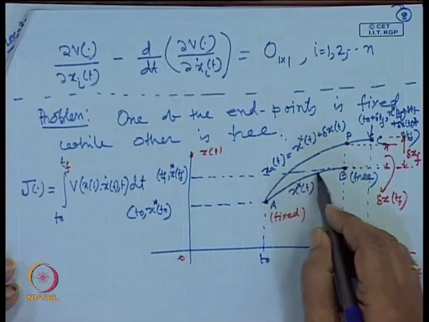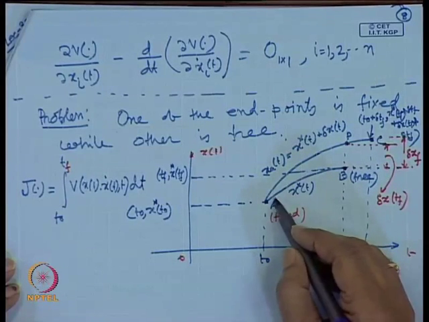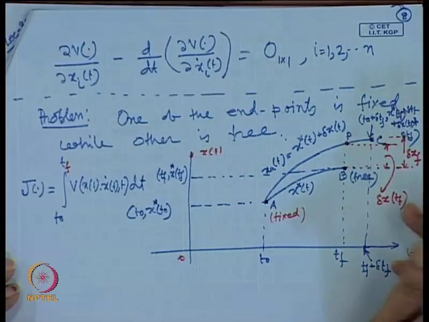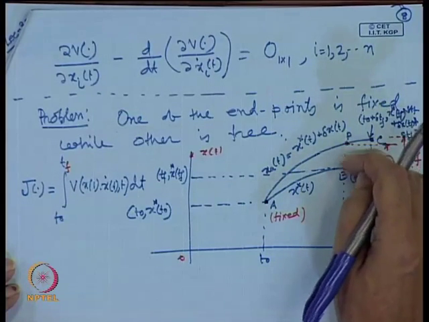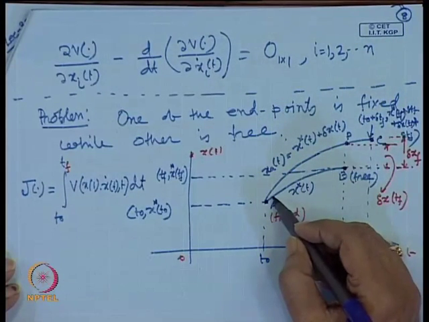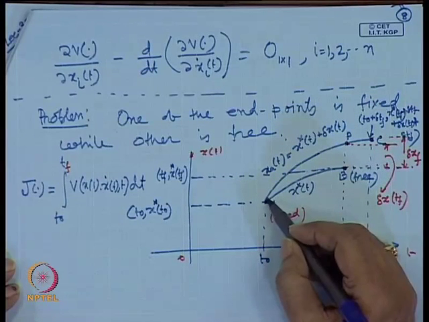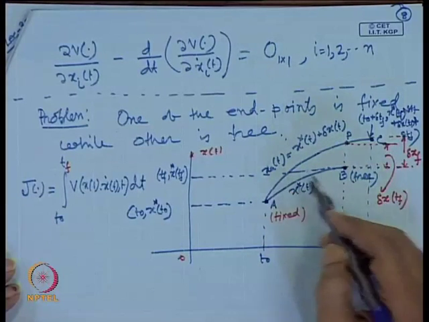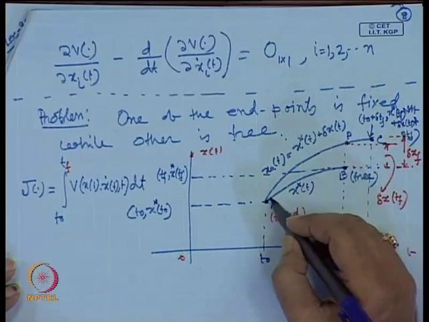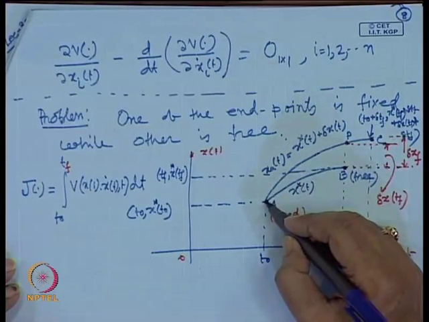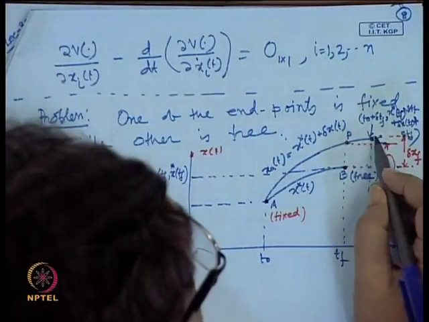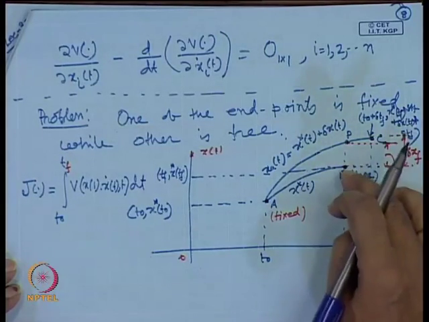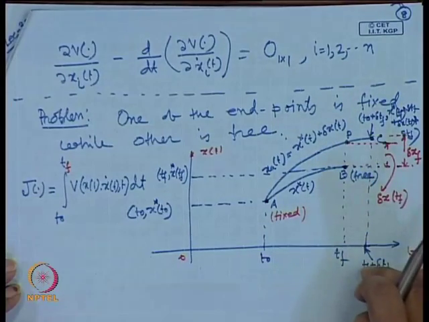Let us consider x star as the optimal trajectory, where point A is fixed and B is free. It may be free in time and may be fixed in the end points of x. Now, in the neighborhood of this trajectory, we have considered another trajectory, x star plus delta x(t), and the same notation we used earlier is considered here.